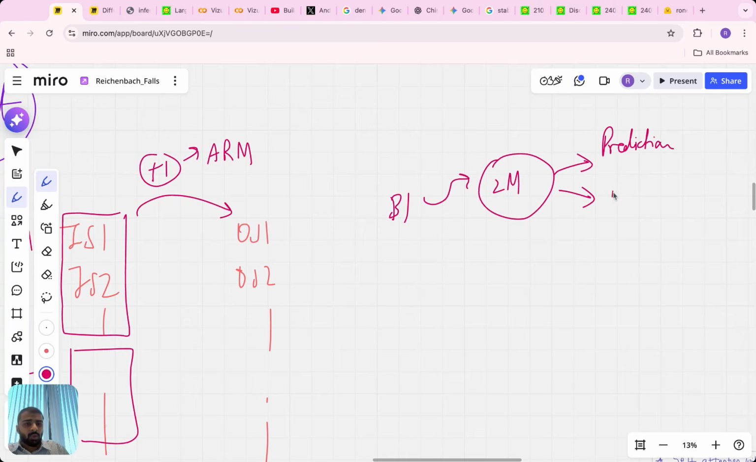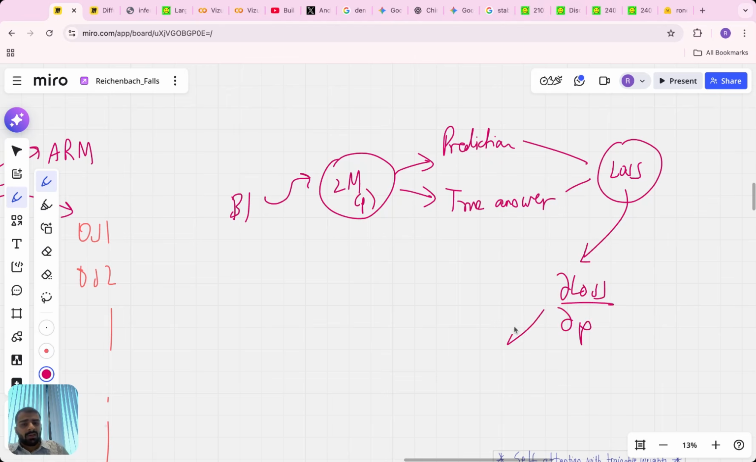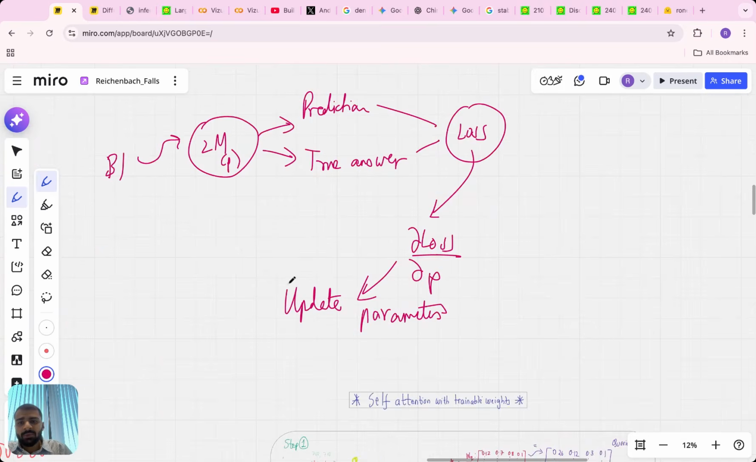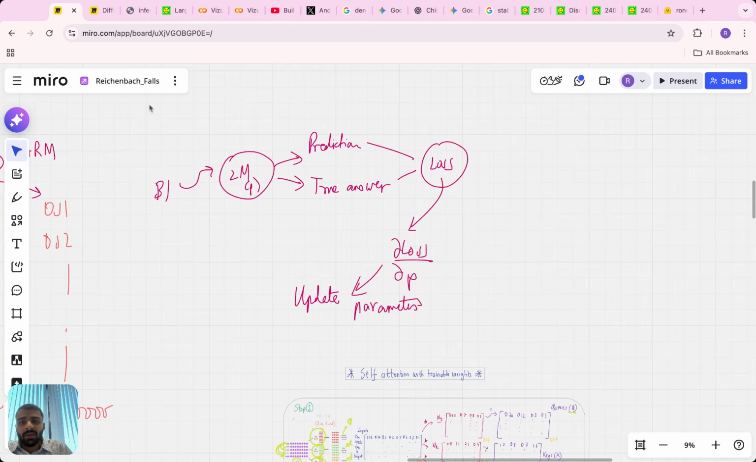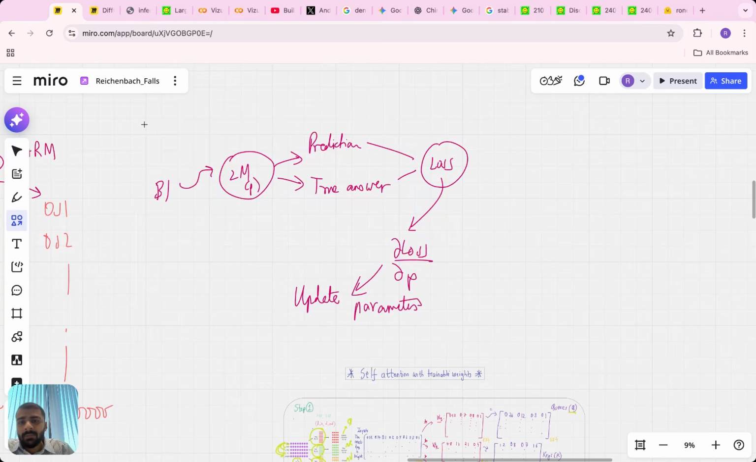It is compared with the true answer. The true answer is given by these output sequences, and based on the prediction and the true answer, I have my loss function. Once I have my loss function, I find the gradient of the loss function with respect to all the parameters of this language model, and then I update the parameters. This, what I'm showing right now on the screen, is for one batch.